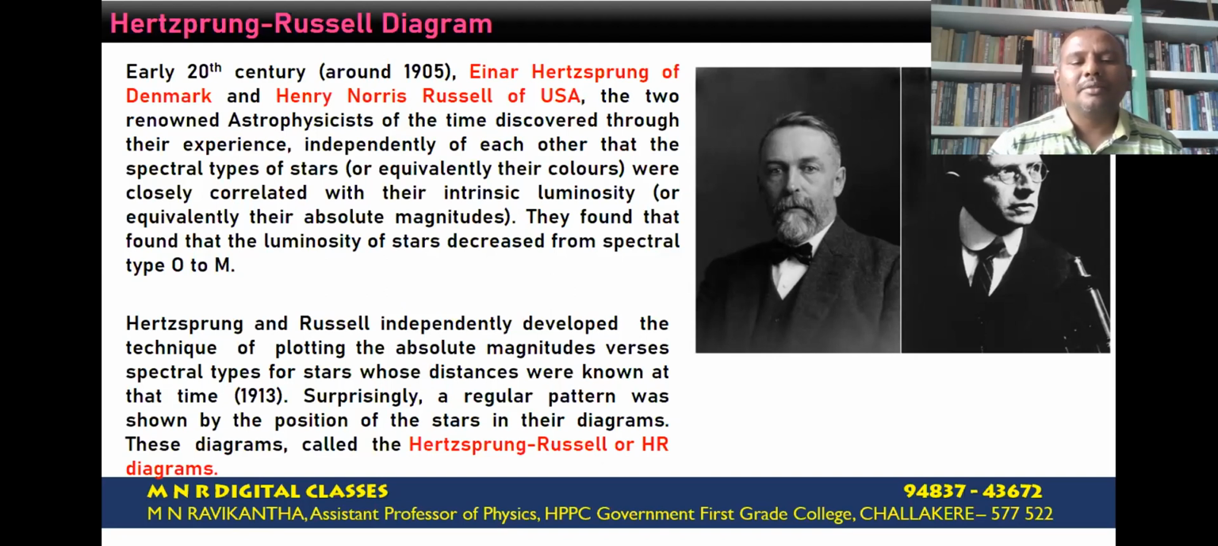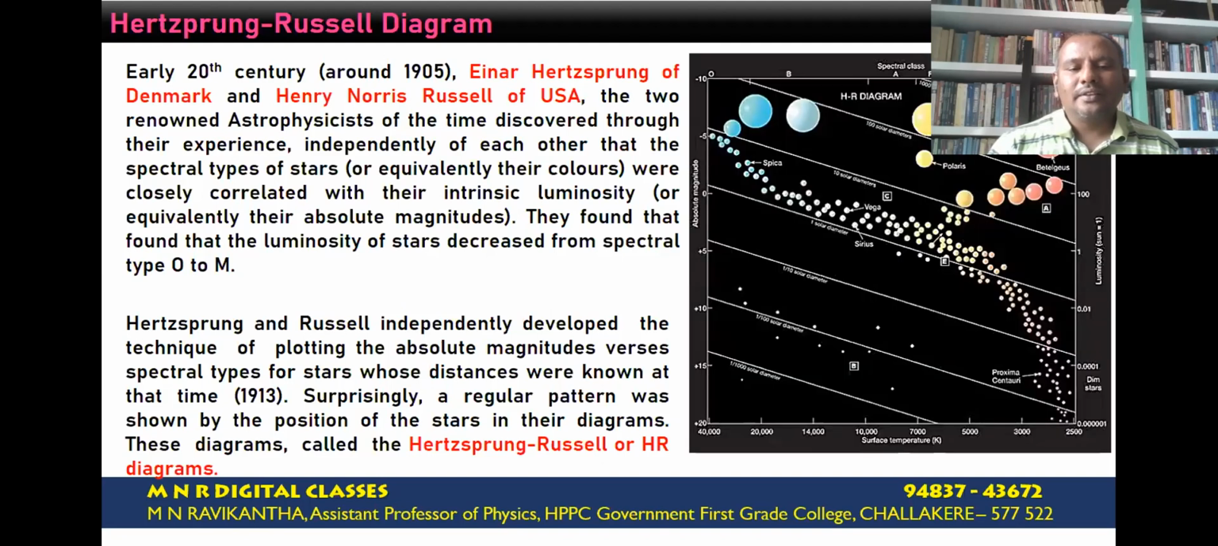So an HR diagram is plotted by taking the absolute magnitudes along the y-axis and the corresponding spectral types along the x-axis. This is one way of representing it. Alternatively, it is plotted with temperature along the x-axis and the luminosity ratio along the y-axis. This graph is called the HR diagram.